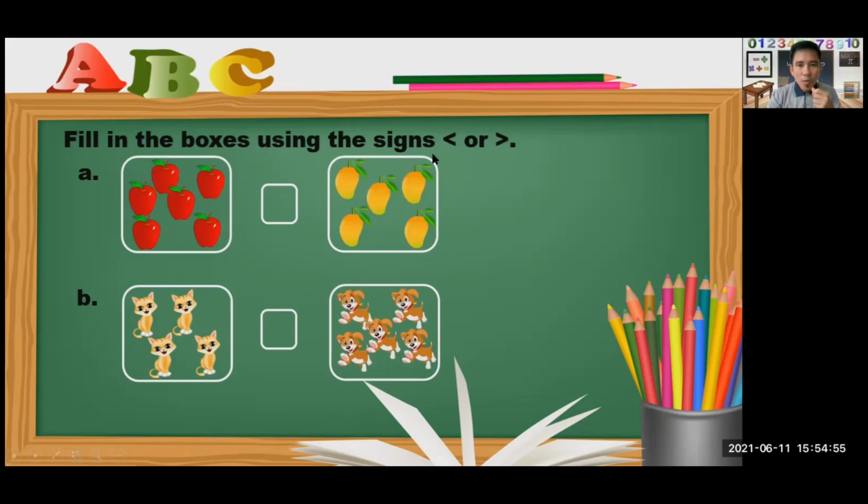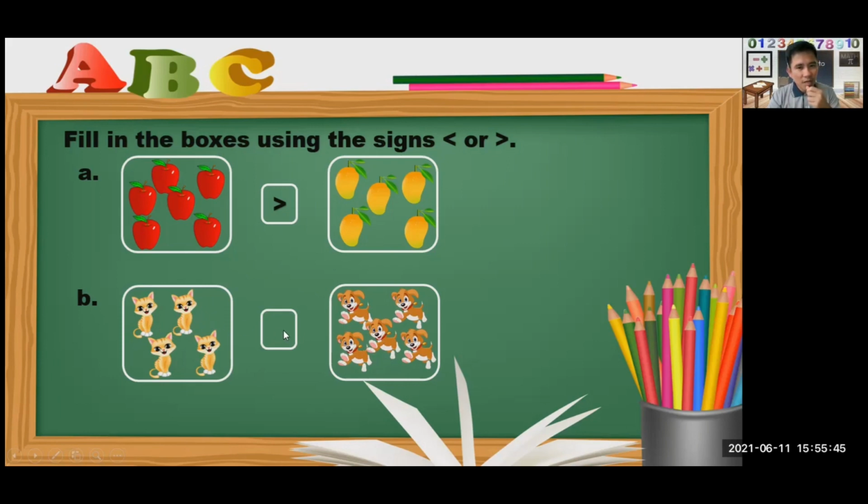Now here, we will use the signs smaller than and greater than. And the same thing, we will write inside the boxes. Now here, let us count. There are 6 apples. On the other side, there are 5 mangoes. So 6 and 5. What answer are we going to write inside the box? The correct answer is greater than, or let's say more than. So apples are more than mangoes. Now in letter B, there are 4 cats and 5 dogs. 4 and then 5.